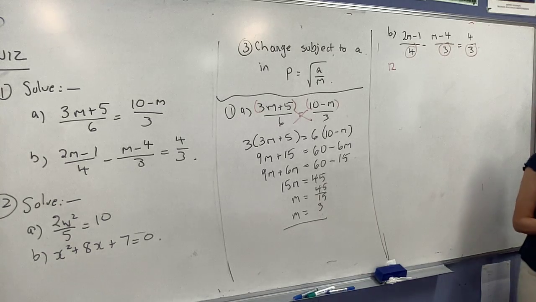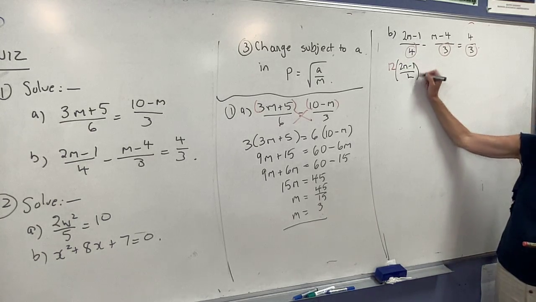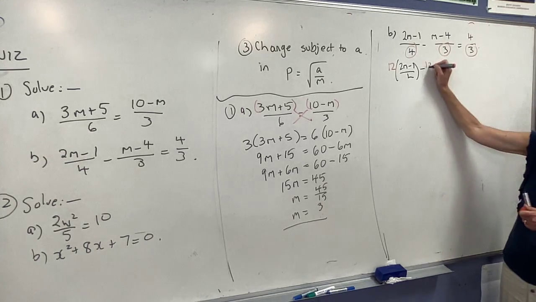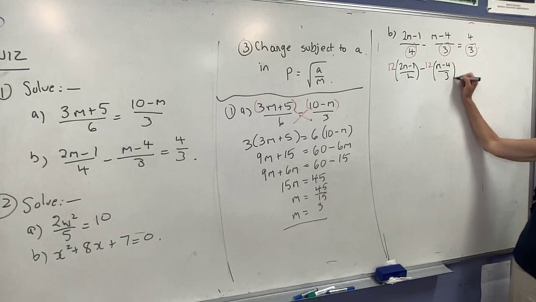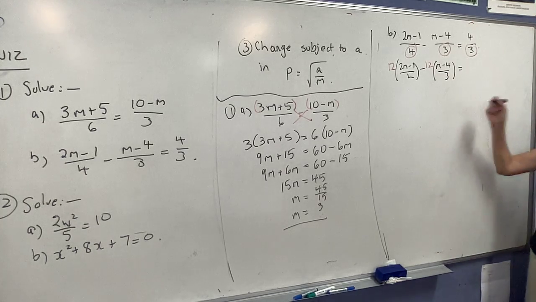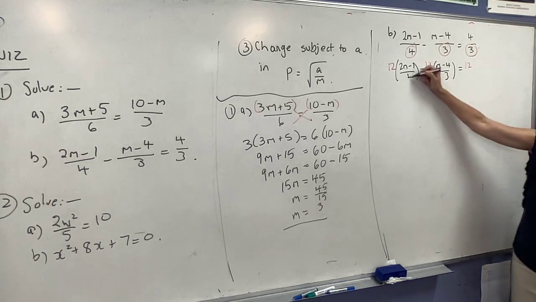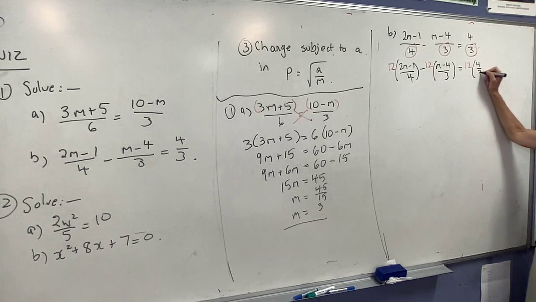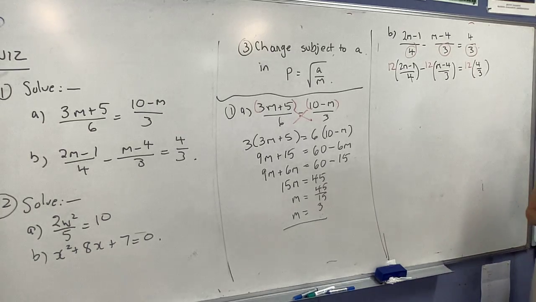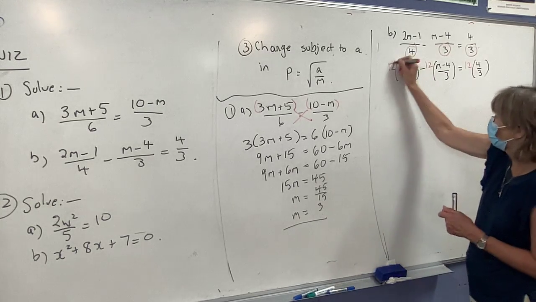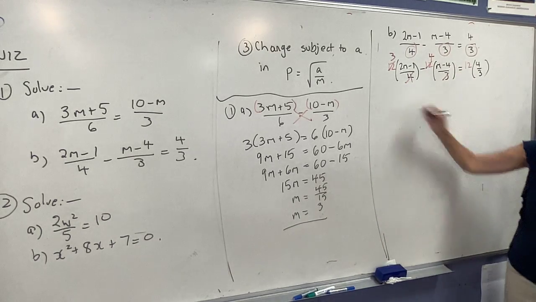Okay, off you go. So you do 12 bracket 2m minus 1 over 4 bracket minus 12 bracket m minus 4 over 3 bracket equals 4 over 3 times 12. I'll just write the 12 at the front because that's what we've been doing. All right, continue. So then you get 3 bracket 2m minus 1 minus 4 bracket m minus 4 bracket equals 16.